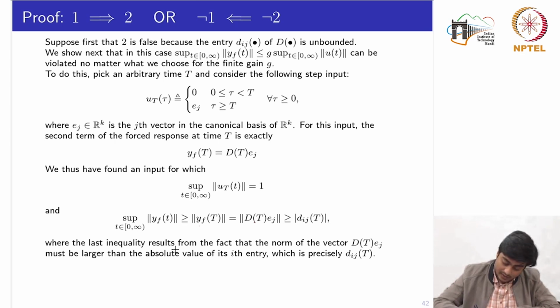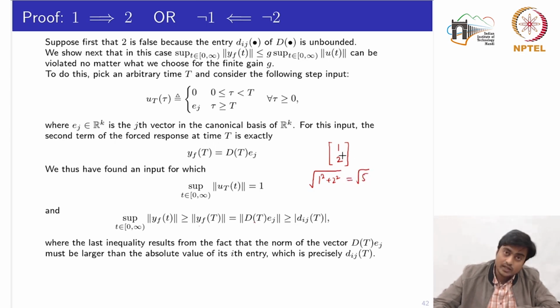The last inequality basically results from the fact that the norm of the vector must be larger than the absolute value of its ith entry, which is precisely d_ij. You can visualize this. Let's say we have a vector given by 1 and 2. Now if I compute the norm of this vector, let's take the 2-norm, it is given by 1 squared plus 2 squared under root, which is root 5.